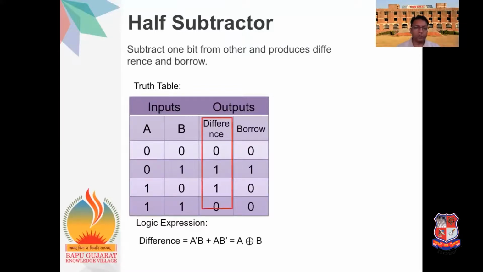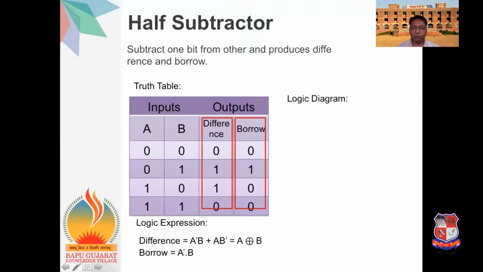Now find the logical expressions. In the difference column there are 2 ones, so for these 2 ones there are 2 terms, A' B plus A B', which is like A XOR B. For the borrow, there is only a single one, so the term is A' B. Let's see the logic diagram for this.